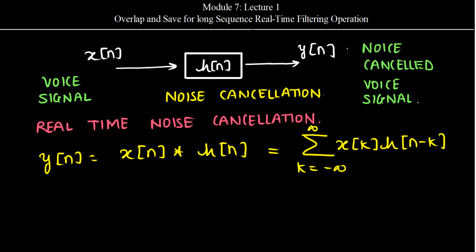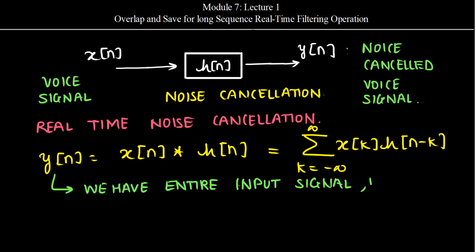Now when we use this equation or convolution here, and observe this summation, we can observe that all the values of this x of n or x of k are used, because this summation has a range from minus infinity to infinity. So the basic assumption while using this convolution is that we are having the entire signal with us. So when we are using this equation, we have the entire input signal, that is x of n, with us.